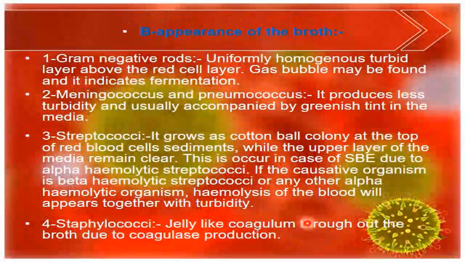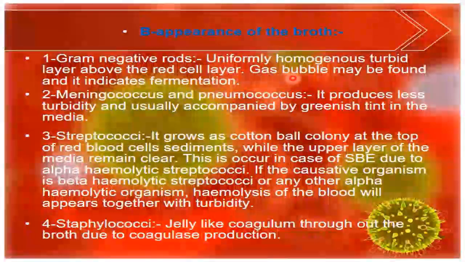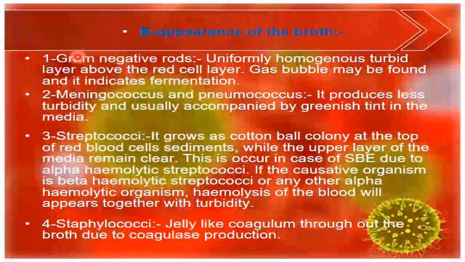Okay. Appearance of a broth. How can I suspect the type of microorganism according to the appearance of a broth in the blood culture? If we see a uniformly homogeneous turbid layer above the red blood cells layer, gas bubbles may be found. It indicates gram negative rods.